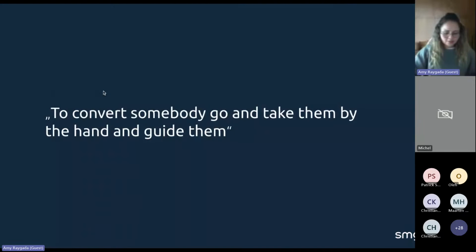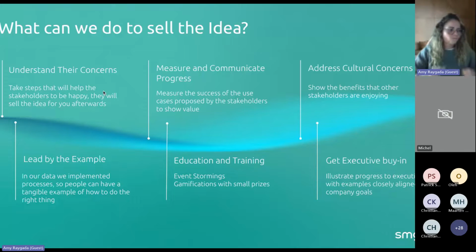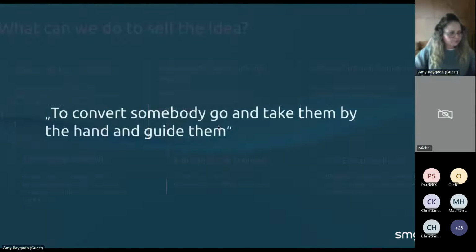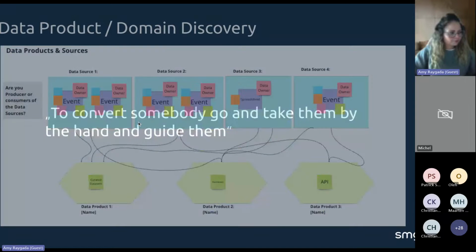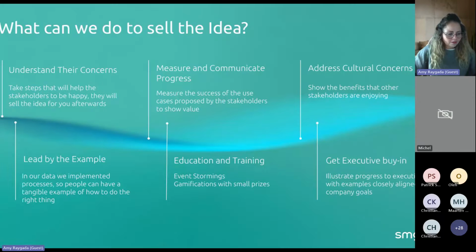So what can we do to sell the idea? Basically, to understand their concerns. And what do I mean by that? Basically, it's baby steps that will help the stakeholders to be happy. They will sell the idea for you afterwards. So I have a good example of it for you today.